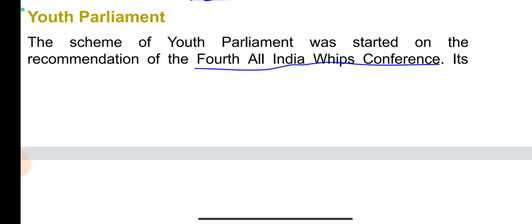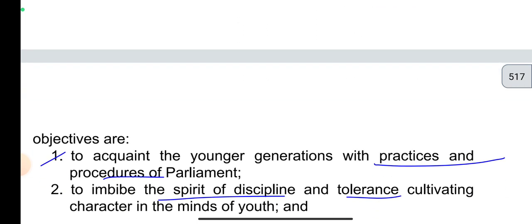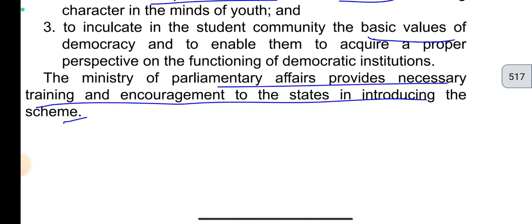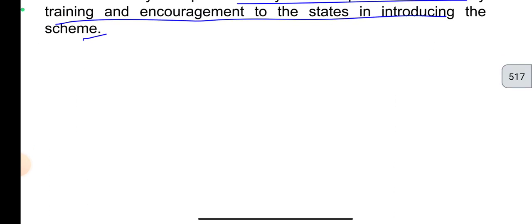देखो, यूथ पार्लियामेंट. The scheme of Youth Parliament was started on the recommendation of the 4th All India Whips Conference. Its objectives are to acquaint the younger generations with practices and procedures of parliament, to imbibe the spirit of discipline and tolerance, cultivating character in the minds of youth, and to inculcate in the student community the basic values of democracy, and to enable them to acquire a proper perspective on the functioning of democratic institutions. The Ministry of Parliamentary Affairs provides necessary training and encouragement to the states in introducing the scheme.